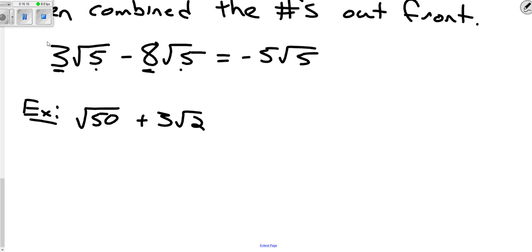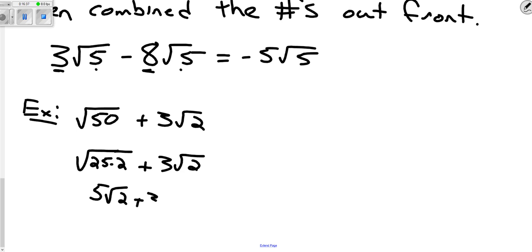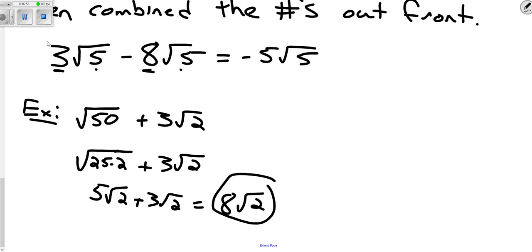Because we know 50 is 25 times 2, plus 3 root 2. What's the square root of 25? 5. Right, so this becomes 5 root 2 plus 3 root 2. Then we can combine them: 8 root 2. That's all I did. Done and done.